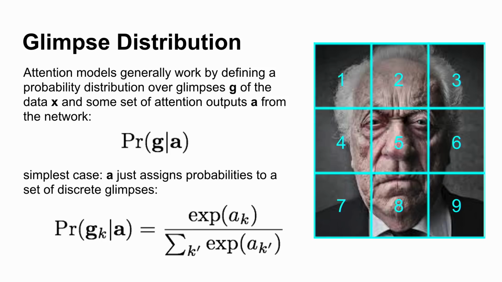And the simplest thing you can do then is just say, well, A just assigns probabilities to a set of discrete glimpses. So if we imagine in this cartoon picture here, there's 9 possible places we're allowed to look in this picture. The parameters of our attention are just 9 numbers that we feed into a softmax and get a probability distribution that tells us which of these things we're most likely to look at. And then we sample from that, and that's where we get our next glimpse from. So this would be pretty much the simplest attention model you could have.